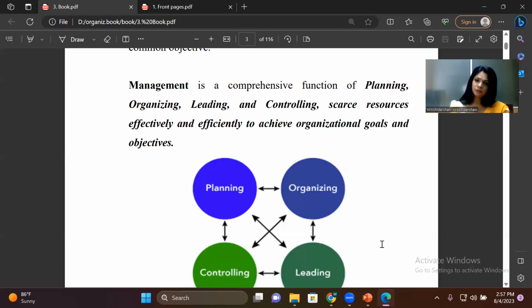What do you mean by transformational leadership? Transformational leadership is about how we are going to transform someone. Now, if you take leader Prabhakaran, he is a transformational leader.